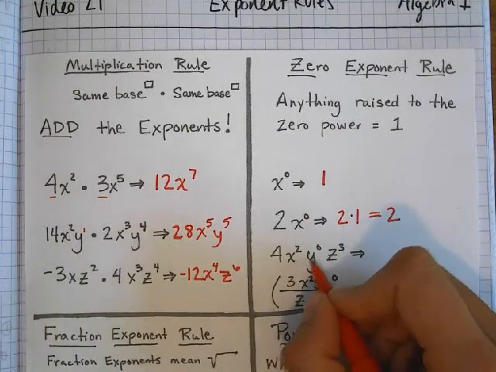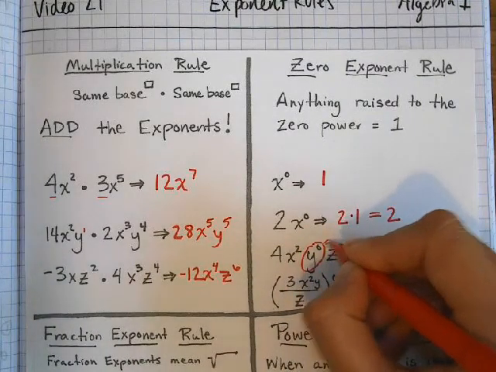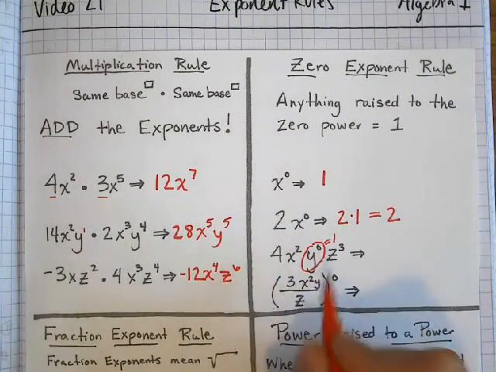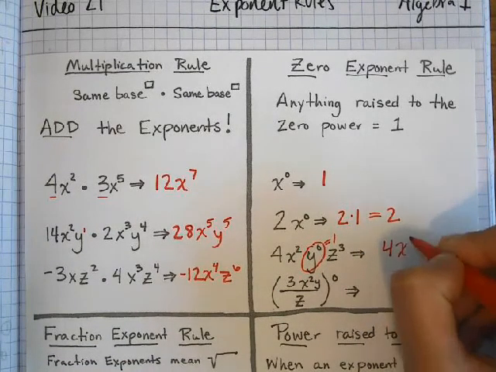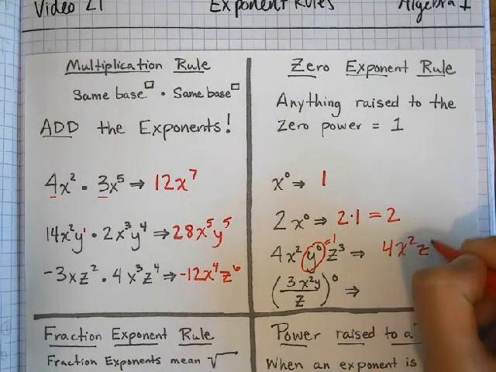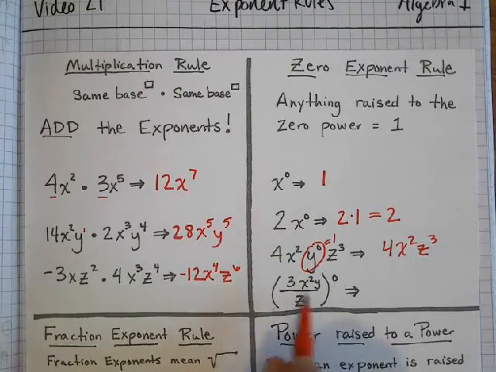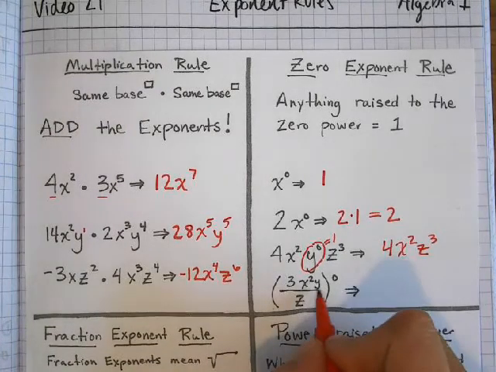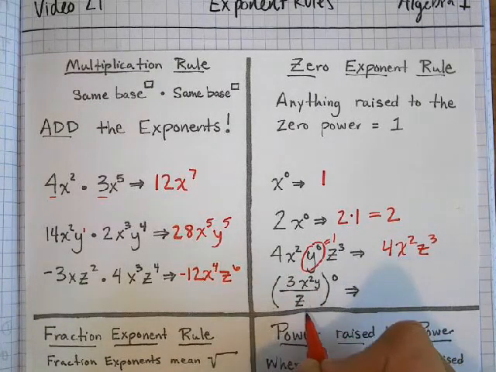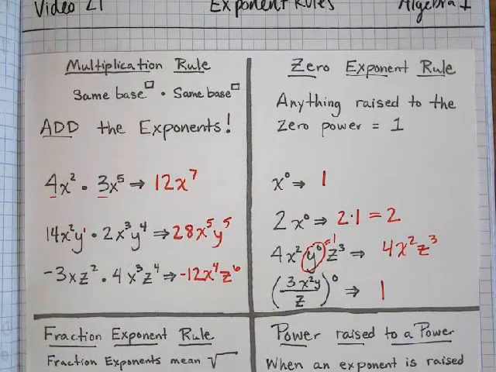This would become, y to the 0 would become 1. Okay, so let's circle this. That part would equal 1. 4 times 1 is just 4. So it's just 4 x squared z to the 3rd. Okay, and then one of my favorite ones is a problem like this. It looks super hard, but with these parentheses, this means every single thing in here is raised to the power of 0. So it's just 1.